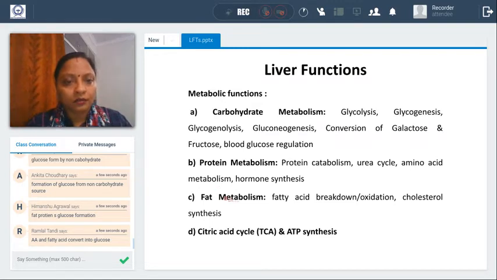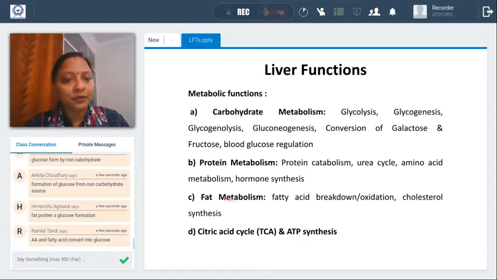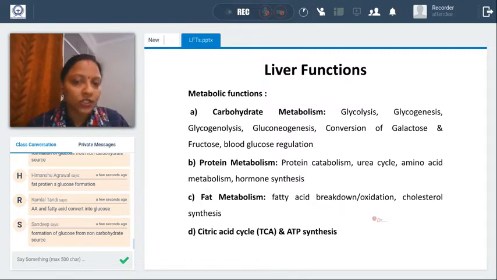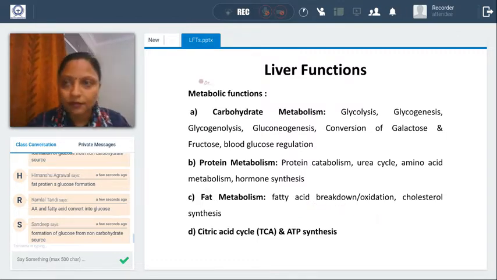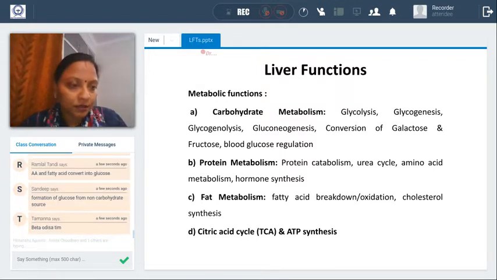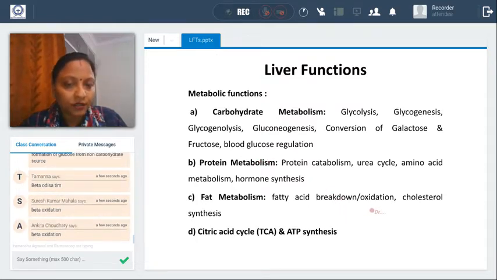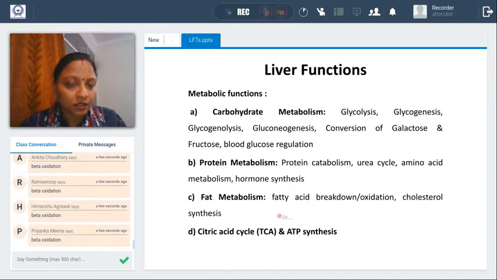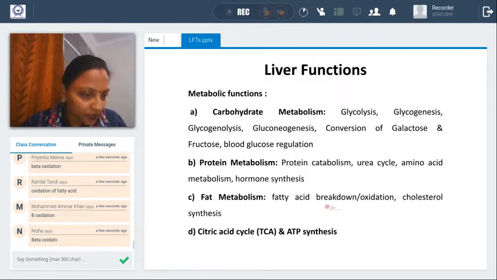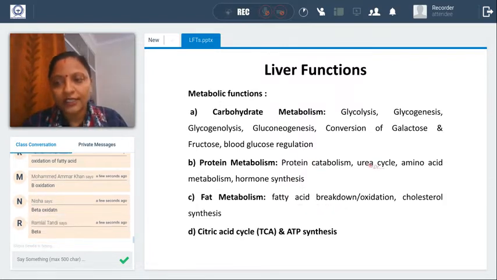Next, protein metabolism, protein catabolism, urea cycle, amino acid metabolism, and hormone synthesis. Fat metabolism includes fatty acid breakdown, oxidation. The oxidation of fatty acid is called, please write in the box. Yes, this is called beta oxidation of fatty acid. You all know.